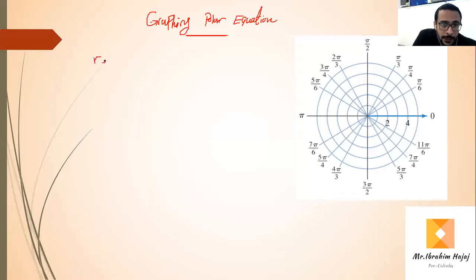If you have an equation like r is equal to 2, this is the first equation we have. How to graph r equals 2? To graph this equation r equals 2, we can start first by making a table, which is x and y, or r and theta. It's a polar equation, so instead of x and y, we will write here r and theta. And let's put here some points.